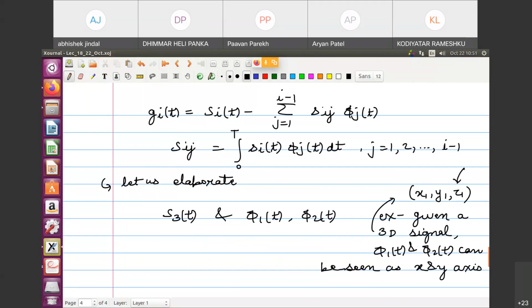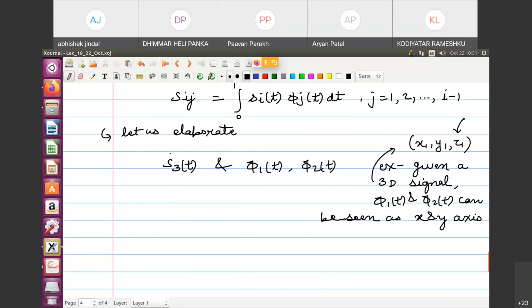That is the simple terms. You have to find it. So how do you do that? You first project S3(t) along phi 1(t), then you project S3(t) along phi 2(t). You sum both of them. It means you will find the component in the xy plane and subtract that component from S3(t). So you will get the component which is now orthogonal to both phi 1(t) and phi 2(t). Okay.